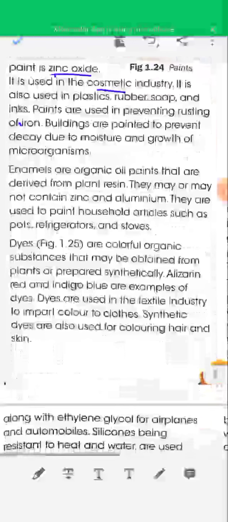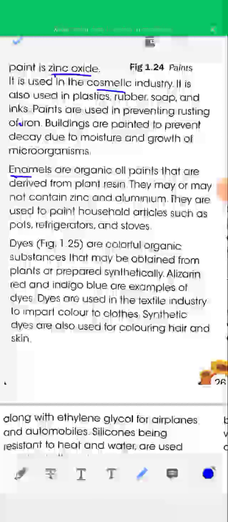Now see, what are enamels? Enamels are organic oil paints that are derived from plant resin. These enamels may or may not contain zinc and aluminium. These enamels are used to paint household articles such as pots, refrigerators, and stoves.